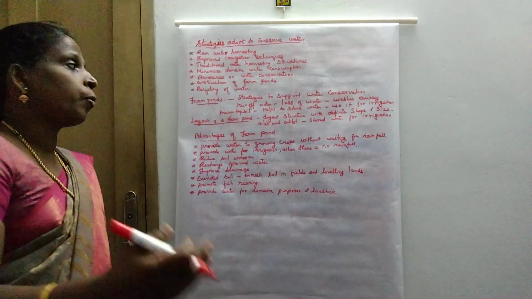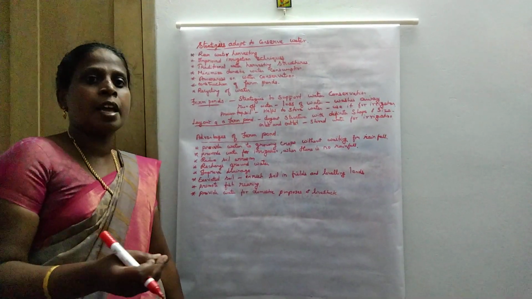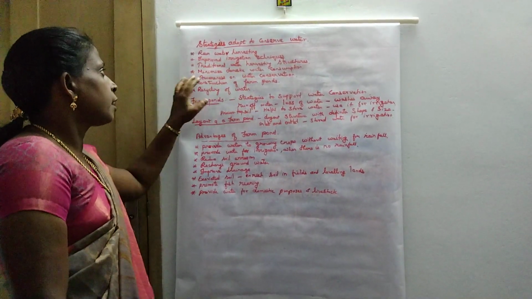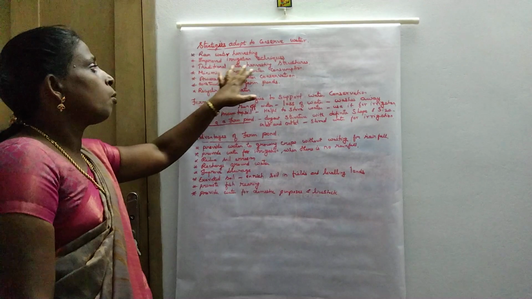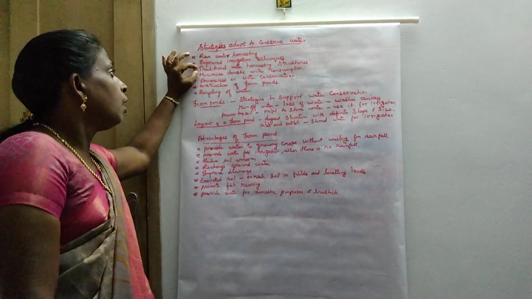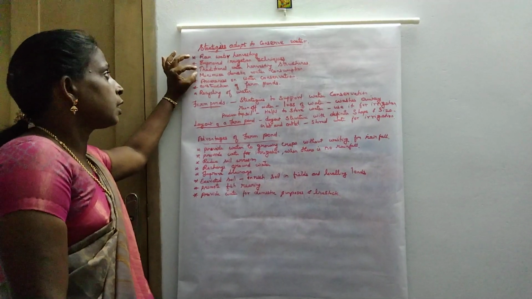The second one is improved irrigation techniques. Nowadays many techniques are there in the irrigation system, so improved irrigation techniques can be followed. Then traditional water harvesting structures. We can protect the traditional water harvesting structures.